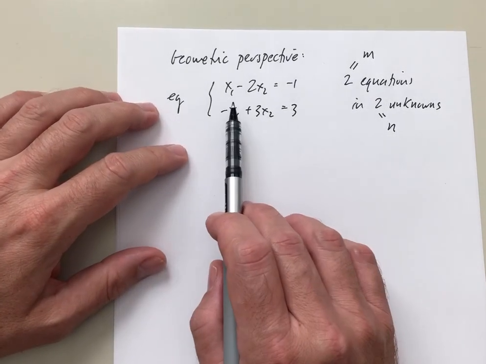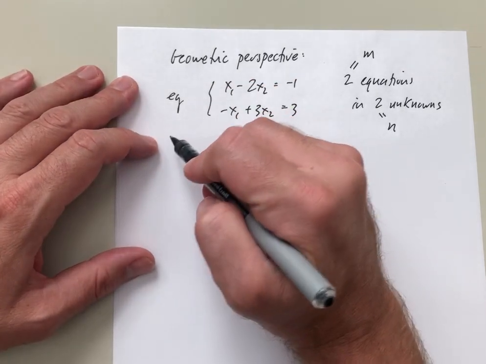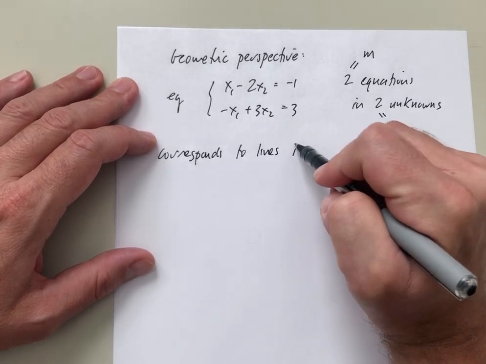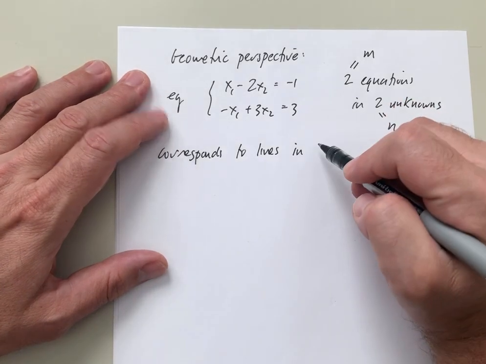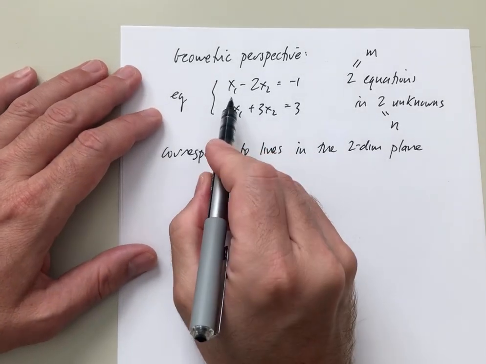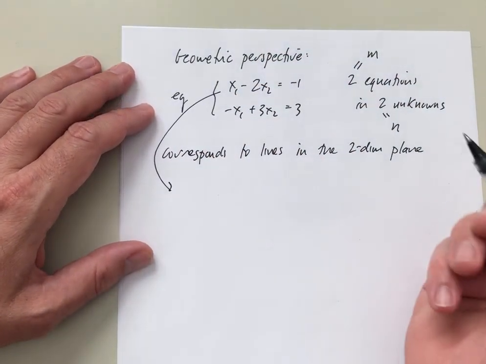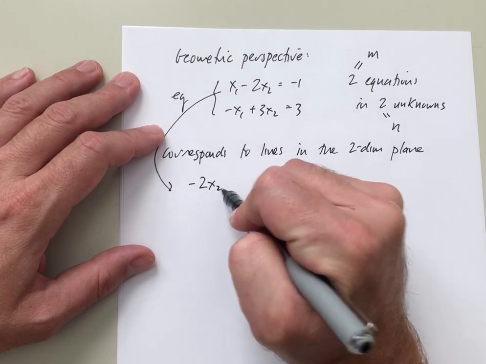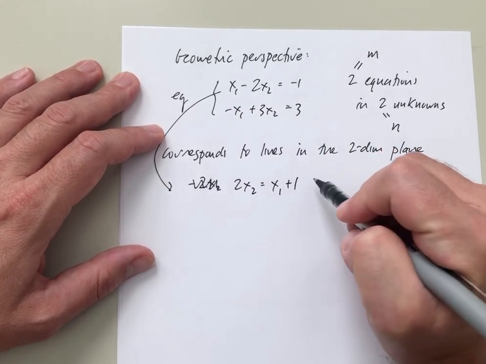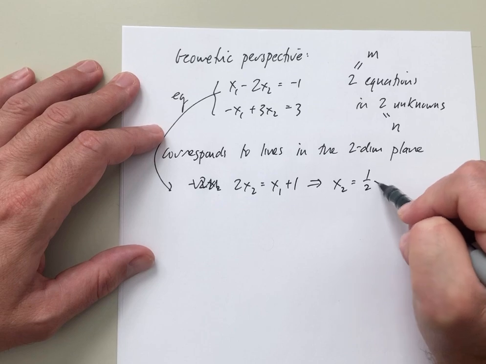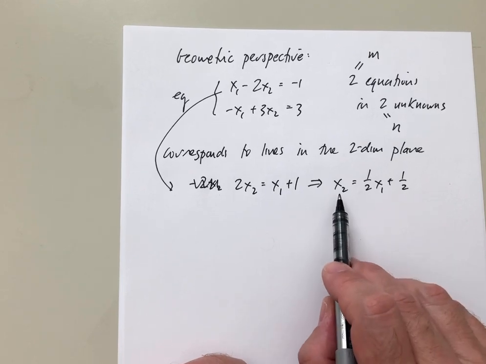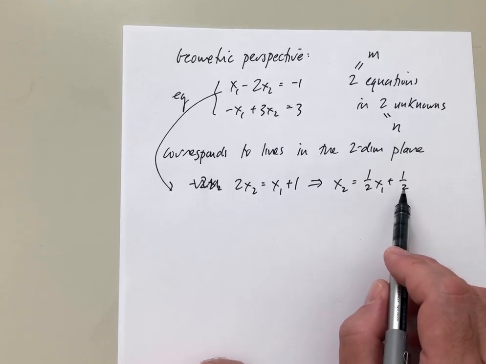So what is this? If I have two equations in two unknowns, as you might know, in this case this corresponds to two lines in the two-dimensional plane. Okay, so what do I mean by that? Well, if you look at this first equation and let's solve for x2. So this means minus 2x2, well, let me write it this way. 2x2 equals x1 plus 1. So in other words, x2 equals 1/2 x1 plus 1/2. That's a line, right? Again, you might be used to y equals mx plus b, but this is now x2 equals 1/2 x1 plus 1/2.